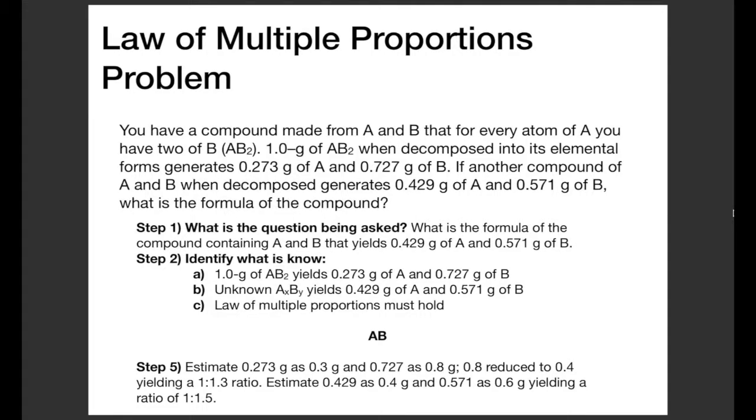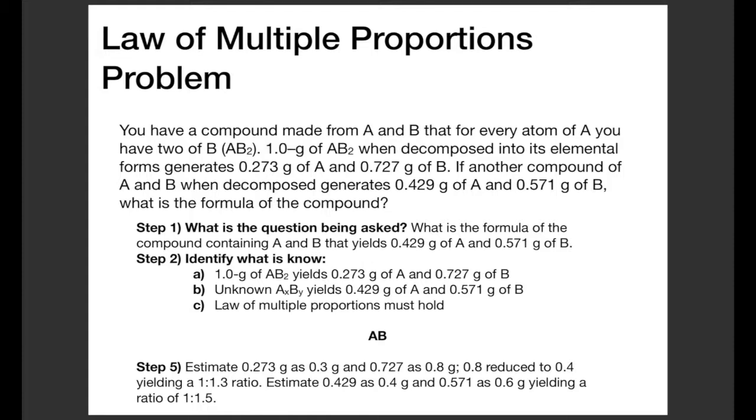Going through and estimating if AB is a correct answer, we're going to make some assumptions. In the AB2 compound, we're going to round the mass of A up to 0.3 grams, and we're going to round the mass of B down to 0.8 grams. Because there's 2B for every A, we need to divide that 0.8 by 2, yielding 0.4. A 0.3 to 0.4 ratio is approximately 1 to 1.3.